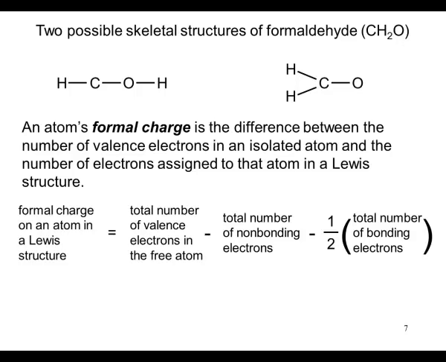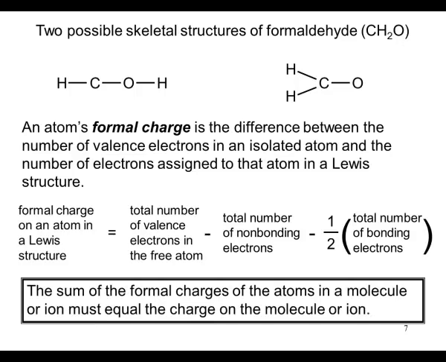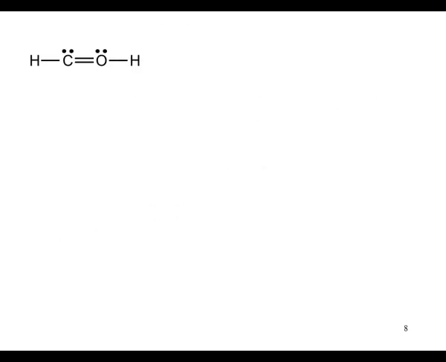Formal charge is equal to the total number of valence electrons minus the total number of non-bonding electrons minus 1/2 the total number of bonding electrons. The sum of the formal charges of the atoms in a molecule or ion must equal the charge on the molecule or ion. Let's do an example.